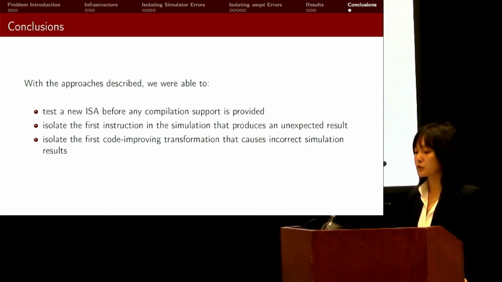So with the approaches described, we were able to test a new ISA before any compilation support is provided. We were able to isolate the first instruction in the simulation that produces an unexpected result, and we were able to isolate the first code improving transformation that causes incorrect simulation results.